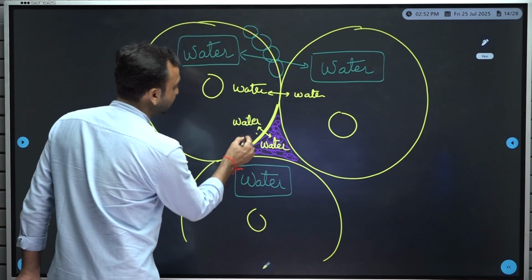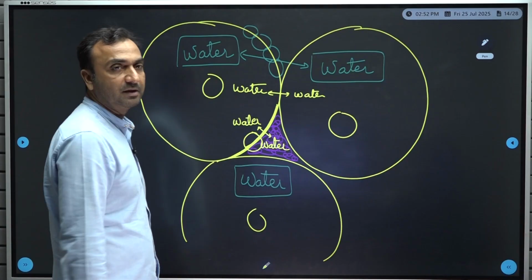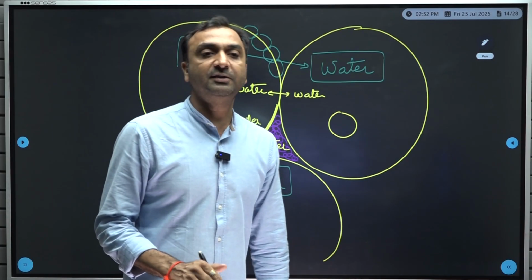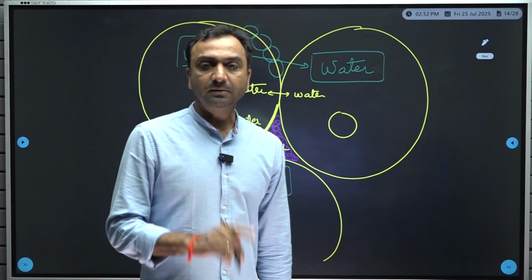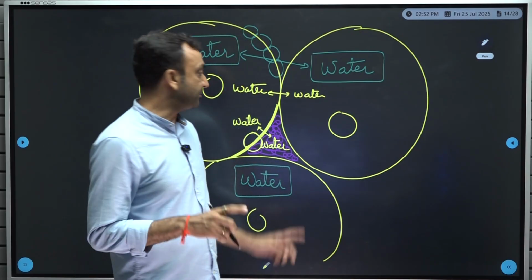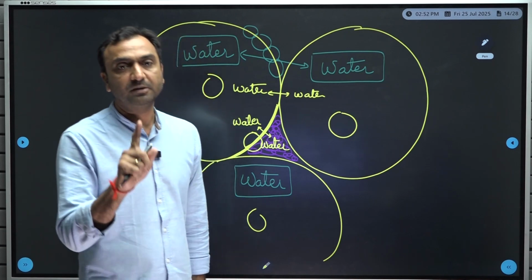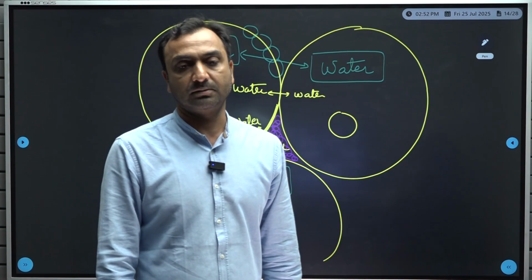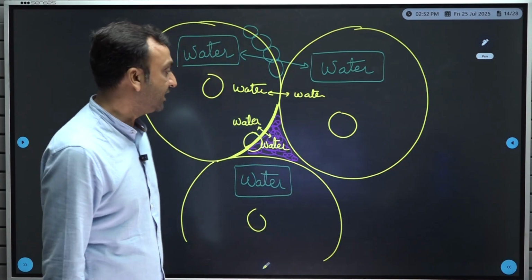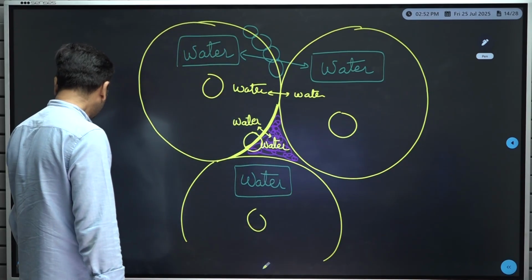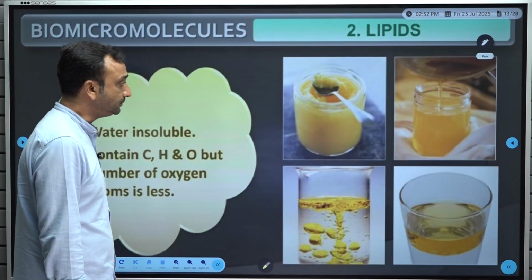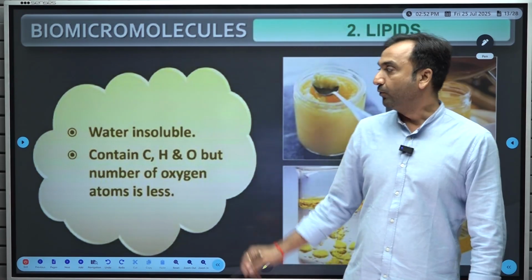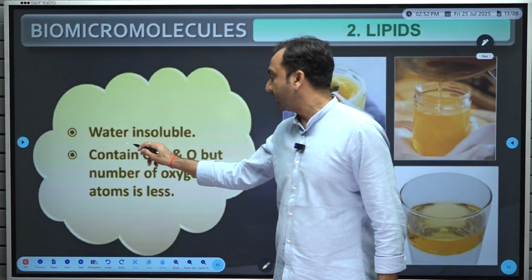So your plasma membrane has lipid as a major constituent. The reason the plasma membrane has lipid is that it does not get dissolved into water. So that's the importance of lipid for us. Lipids are water insoluble. That's the first characteristic feature.